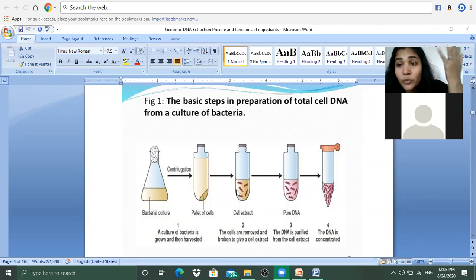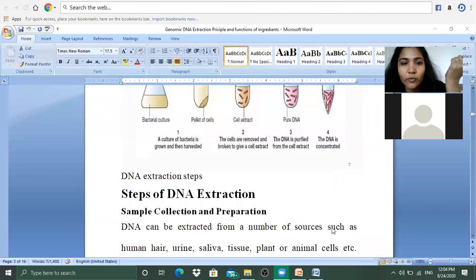Then you will be removing those debris and you will have a clear solution which will have pure DNA. Then you can precipitate the DNA from this clear solution and get the pellet of the DNA at the end of the day. So this is a simple procedure that they have shown in a diagrammatic form.